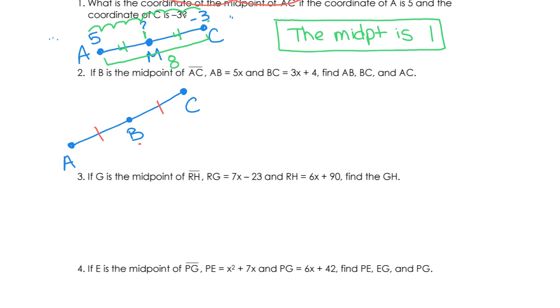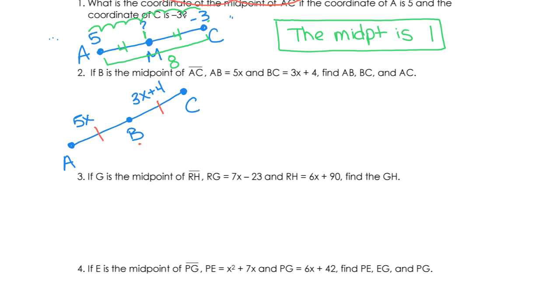So now we go back up and it says AB is 5x. BC is 3x plus 4. And they want you to find AB, BC, and AC, which means they actually want you to find x and then plug it back in. So this question looks a little bit different than the ones we were doing before because something's missing. We were normally given a part, and then the whole.